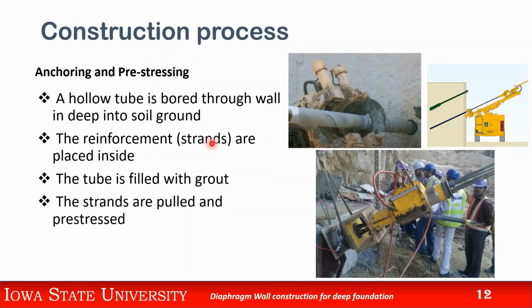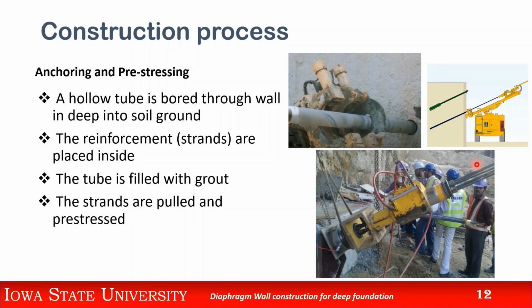Now once you have all the panels done, you have the wall ready. So this is the wall. After the wall, you want to do the anchoring and pre-stressing based on the requirement. How that is done is you have a hollow cylindrical element which is bored inside the wall, deep into the soil. So it always has the connections to the soil and the wall.